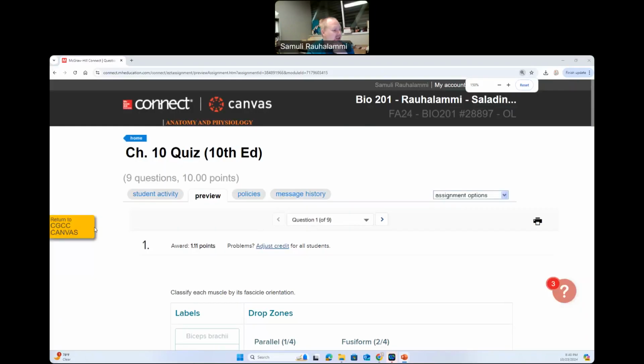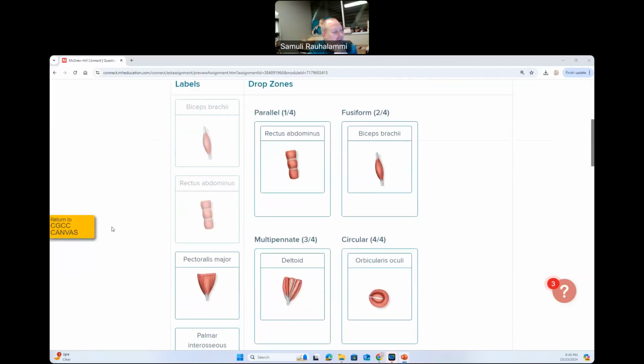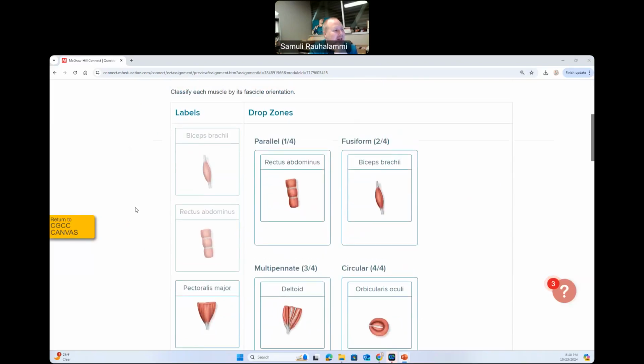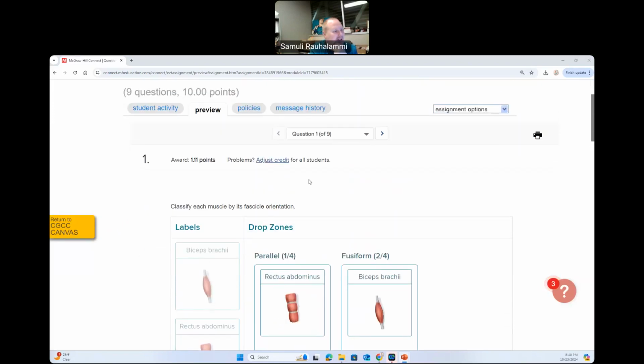Jumping around here, moving around a little bit. I think we have our screen ready there. So we have a few questions for you to work through. Drag and drop here, for example, we're seeing really nicely related to what we just discussed. We can classify muscles based on their fascicle orientation. So you drag the muscles to the appropriate spots.